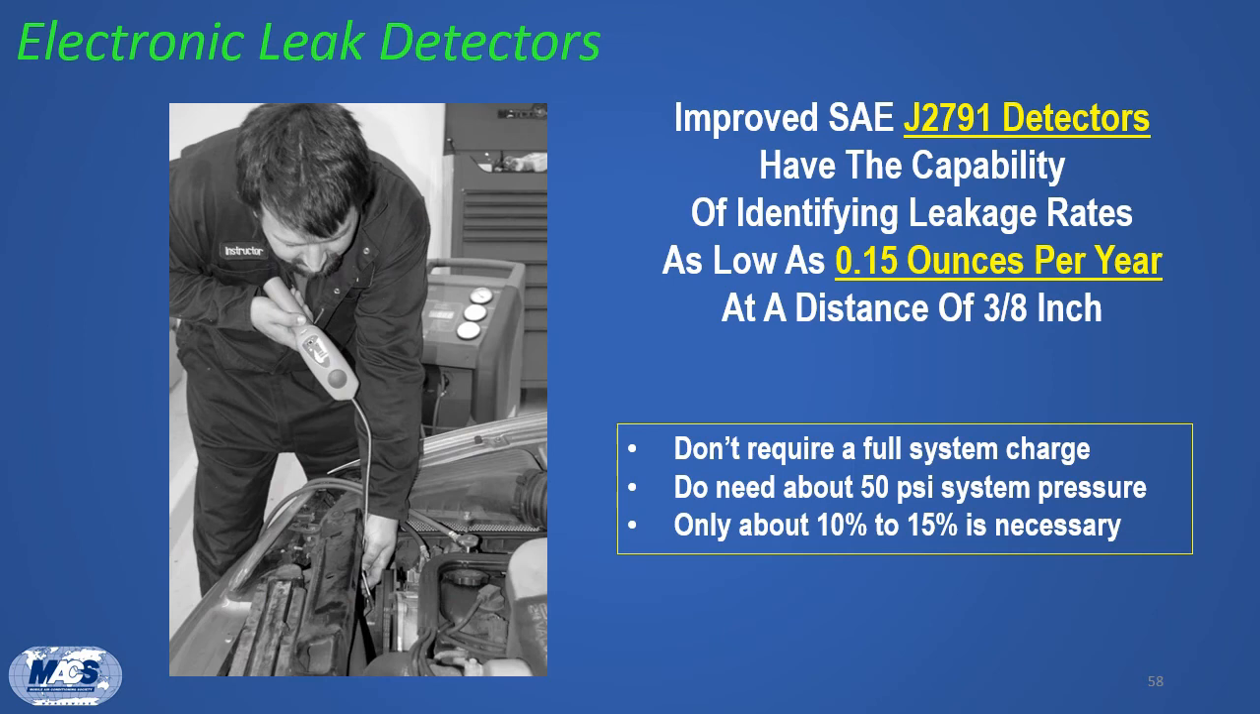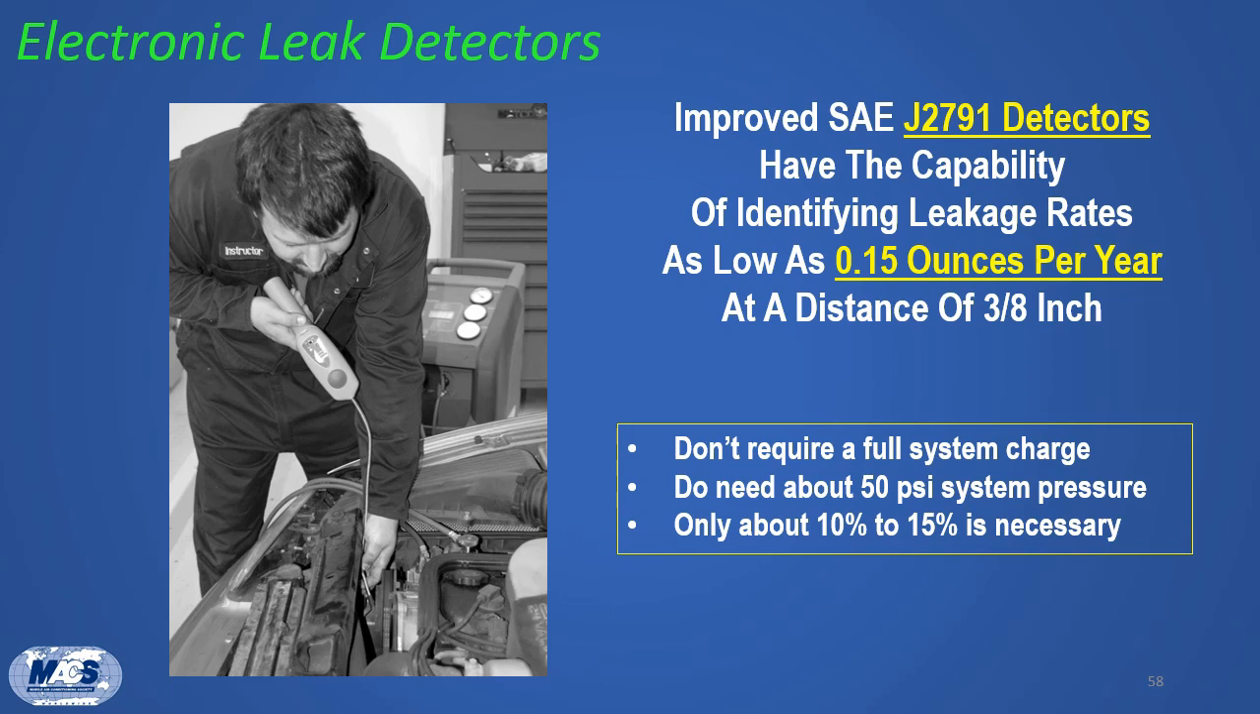The US EPA and MACS recommend that leaking systems should be repaired. Obviously, first you have to find the leak, and there's a new generation of electronic leak detectors designed to help you do that. Older leak detectors had to meet the SAE standard J1627, which were capable of identifying leakage rates of a ½ ounce per year at a distance of ¼ inch from the leak site. The improved SAE J2791 detectors for R134A and SAE J2913 detectors for R1234YF can identify a leak rate as low as 0.15 ounces per year.